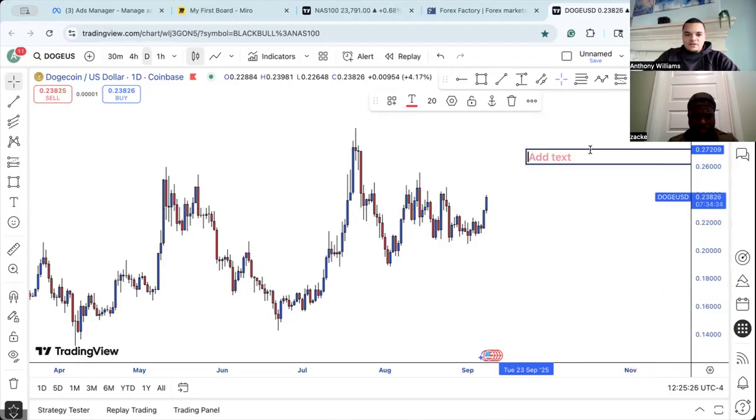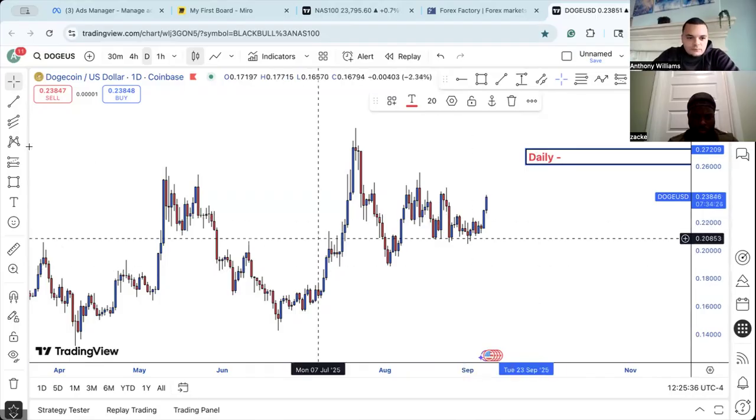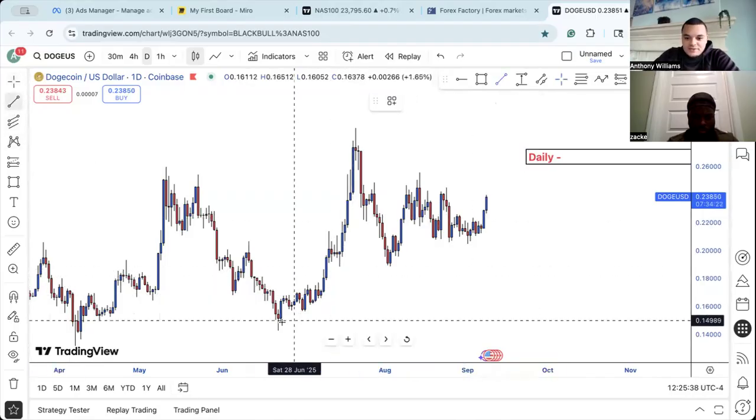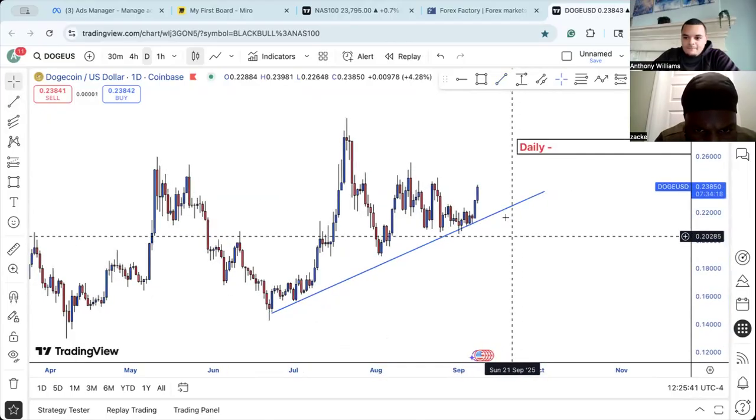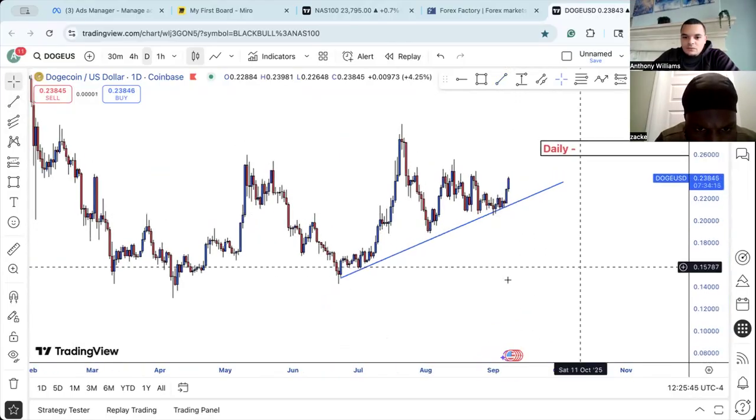So adding text, we're on the daily chart. Daily, we're looking at Dogecoin. So since we're on the daily, D daily dash, we're obviously in buys because, let me zoom out.